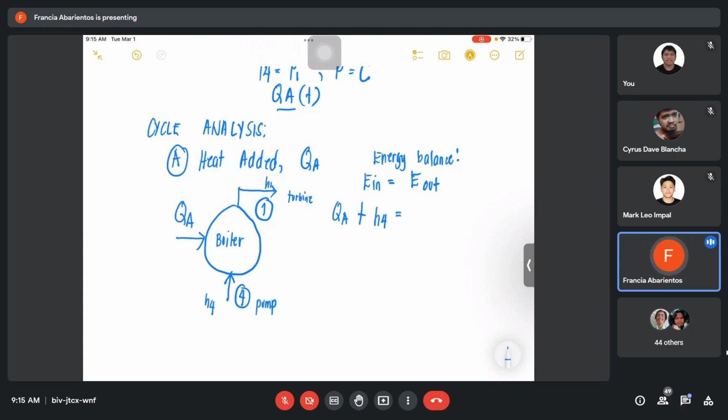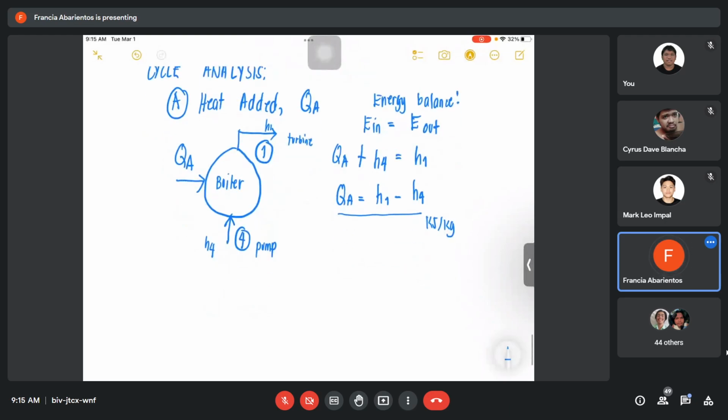enthalpy at point 4. And the leaving now is H1. So, in computing the heat addition, we can make use of the general equation of H1 minus H4. Okay? So this is now the process on how we compute the heat added, expressed in kilojoule per kilogram. That is now the heat addition.